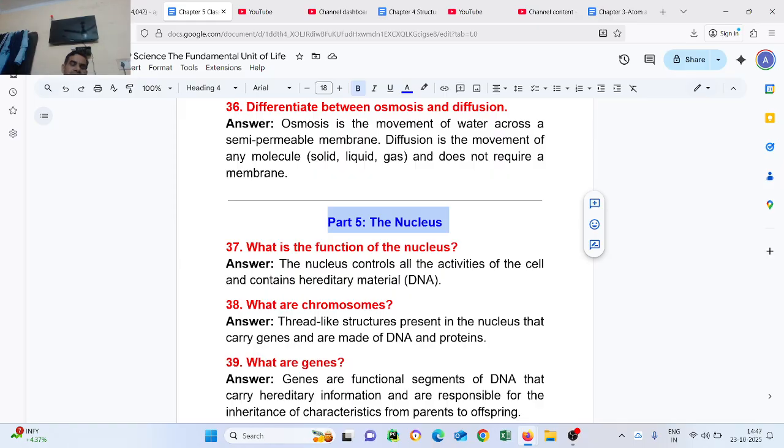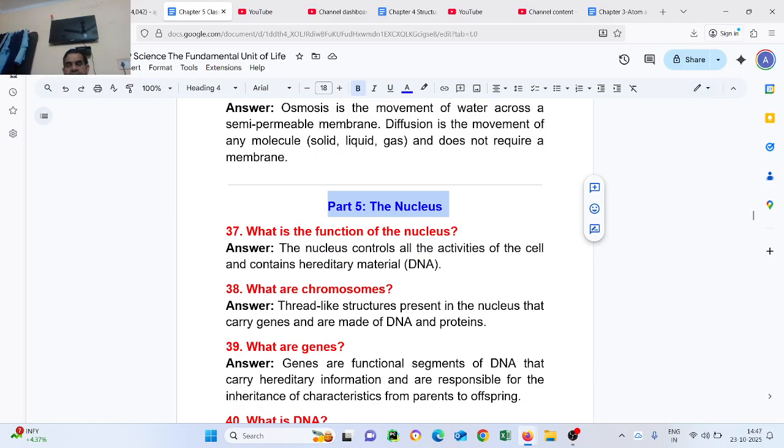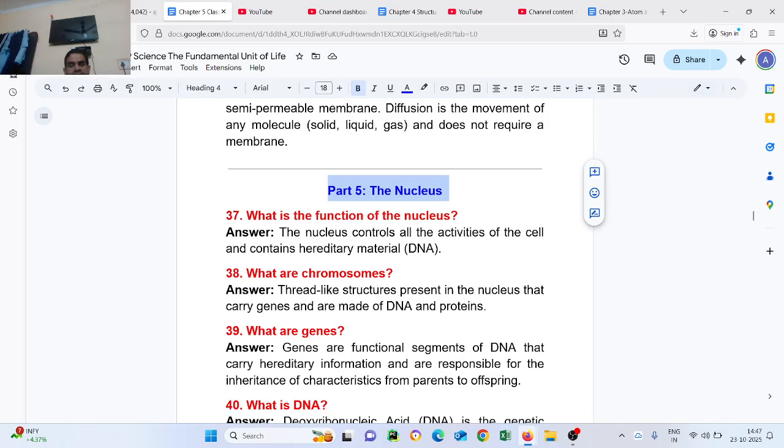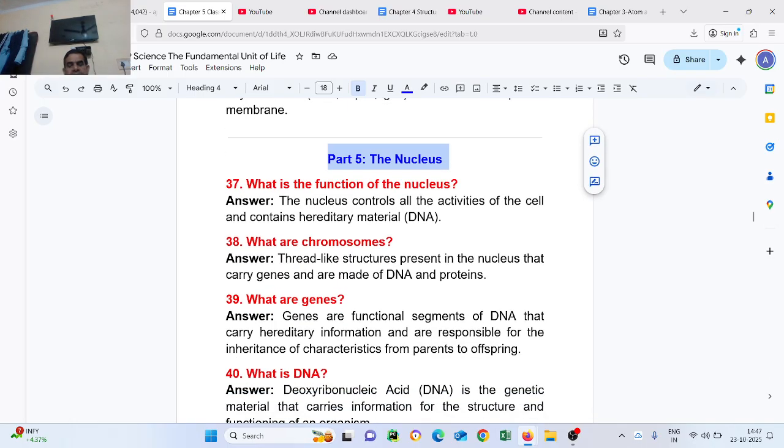Question number 39. What are genes? Answer: genes are functional segments of DNA that carry hereditary information and are responsible for the inheritance of characters from parent to offspring.